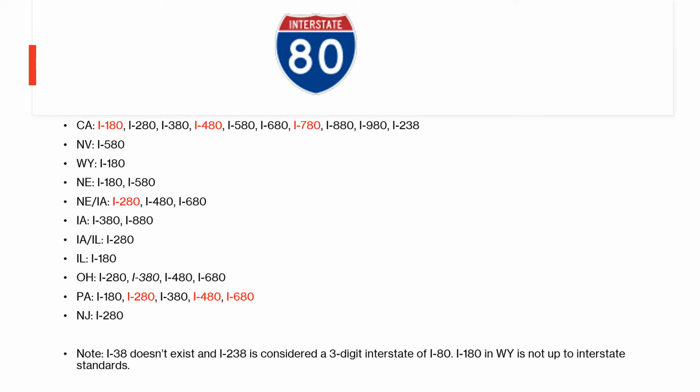In Iowa and Illinois, you have 280. Illinois, you have 180. Ohio, you have 280, 380, 480, 680. Pennsylvania, you have 180, 280, 380, 480, 680. New Jersey, 280. All right. California, 180, 480, 780. They're either former or canceled interstates. Now, I believe Nebraska 580 is a canceled interstate.